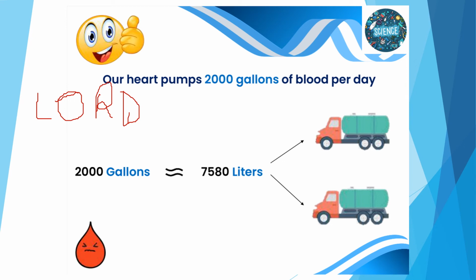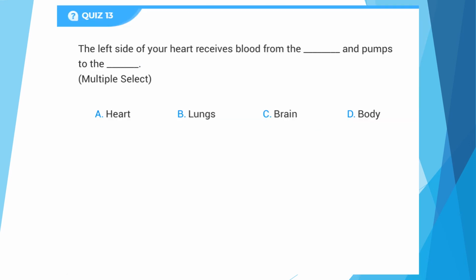Now let's learn this. Our heart pumps 2000 gallons of blood per day. 2000 gallons equals 7580 liters, having 2 trucks.